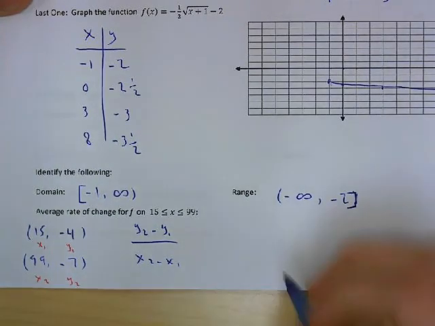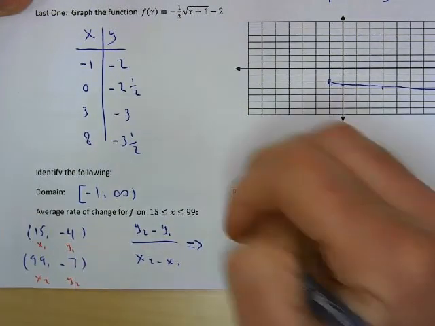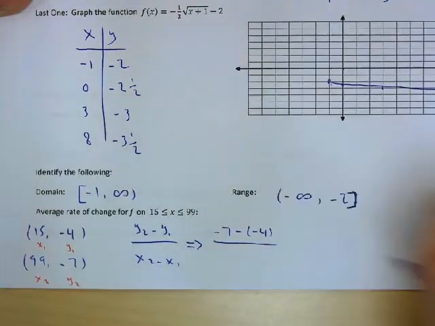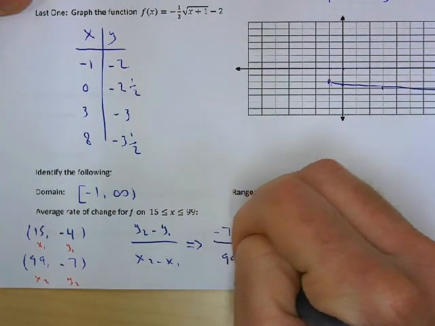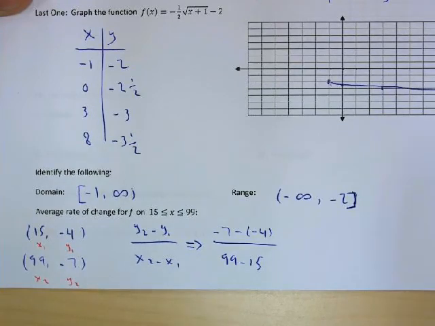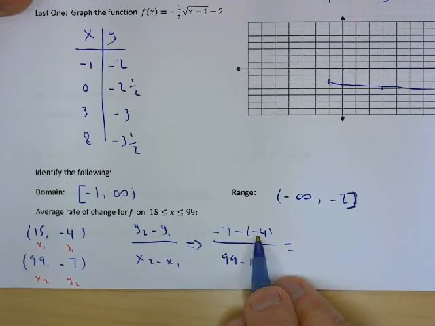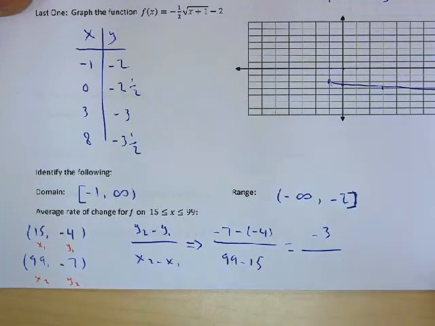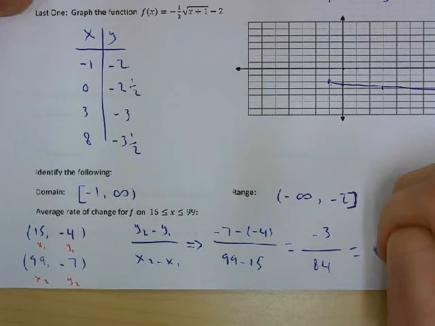Okay, and if we work that out, this is going to give us what? y2 minus y1 is going to be negative 7. Careful with your negatives here. Minus negative 4 over x2 minus x1, 99 minus 15. Okay, and then that's going to be negative 7 plus 4. Negative 7 plus 4, we get negative 3 over 99 minus 15, we get 84. Okay, and then we can reduce that, and we're going to get negative 1 over 28.